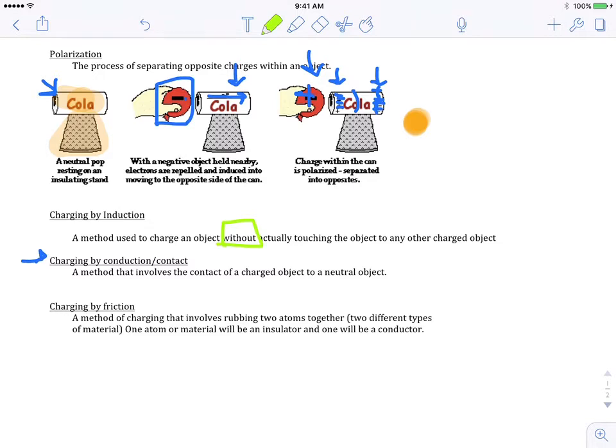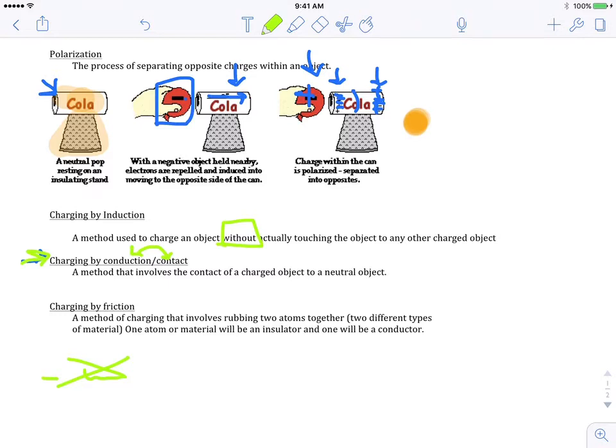All right, charging by conduction, conduction/contact. These two terms mean the same thing. Again, I had charging by contact written down here, but I erased it and I added it to this one. I didn't get a chance to do that to your study guide, but I did do it here as I explain it. So charging by conduction, this is pretty easy. It's just a method that involves the contact of a charged object to a neutral object. So there you go.